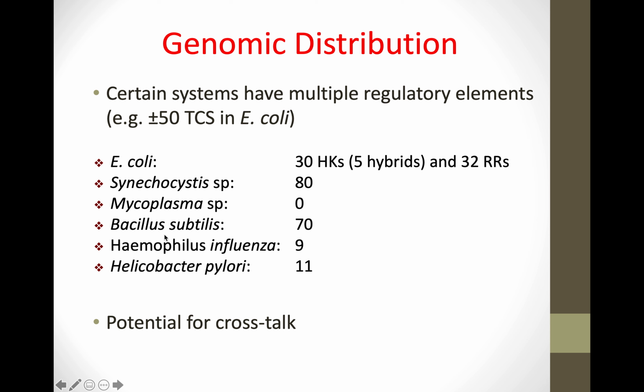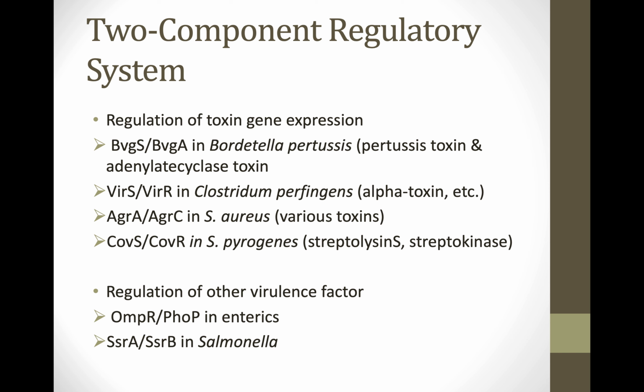In Synechocystis species, about 80; there are none in Mycoplasma so far. In Bacillus subtilis, 70. Haemophilus influenzae, 9. Helicobacter pylori, basically around 11. And since there are a lot of TCS, there is a potential for crosstalk. So what is crosstalk? We will see in a while.